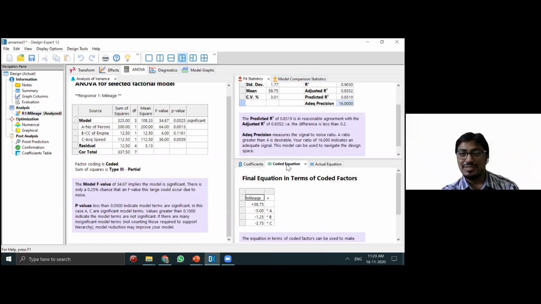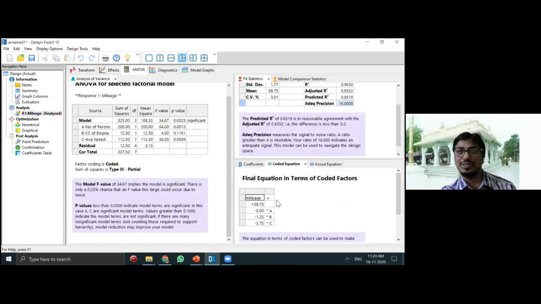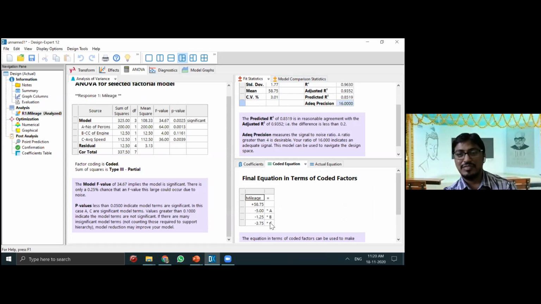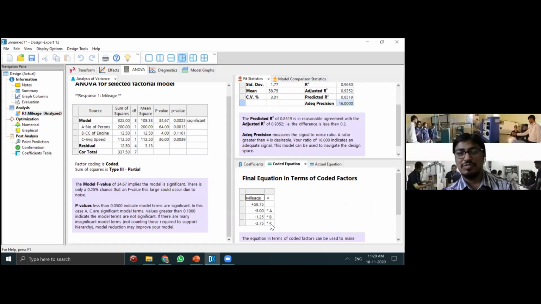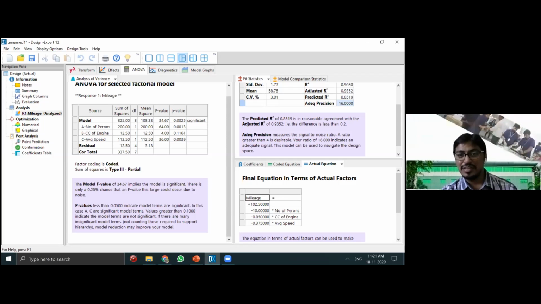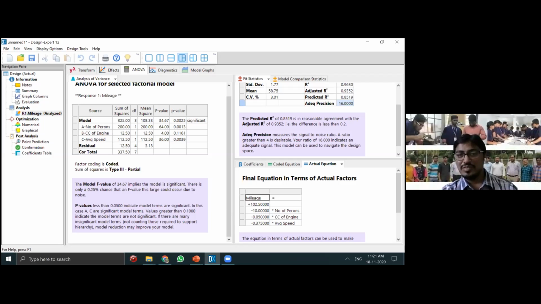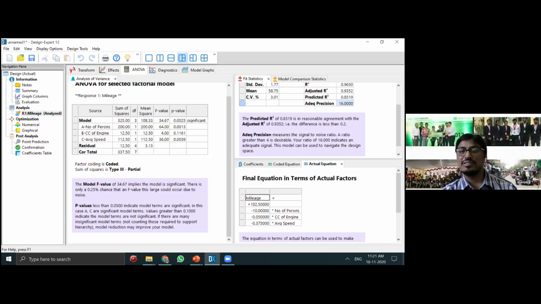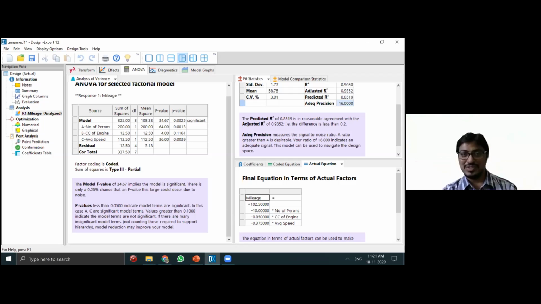Then once you get all this, you go for the coded equation. If you want to mention a coded equation in your papers, you can mention it like 58.59 minus 5 into factor A minus 1.5 into factor B minus 3.5. Or if you want the actual equation, it is like this: 102.5 minus 10 into number of responses minus 0.05 into cc of engine minus 0.35 into average speed. So this is the regression equation.